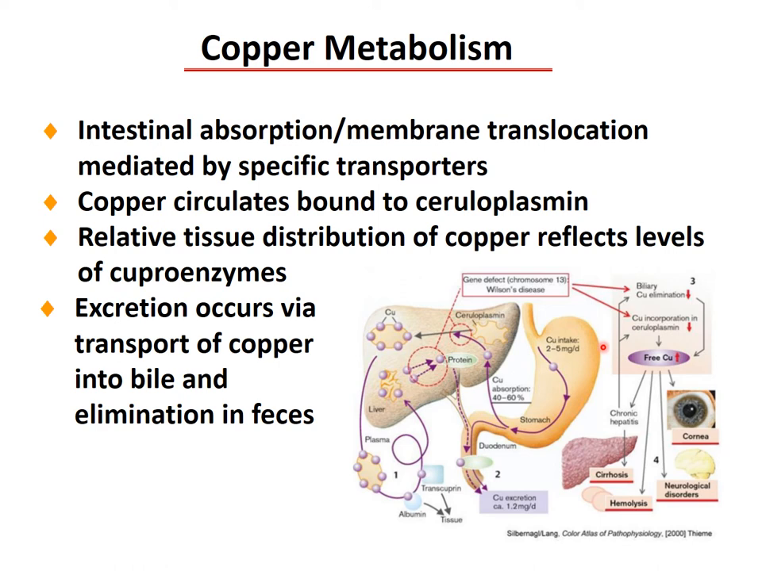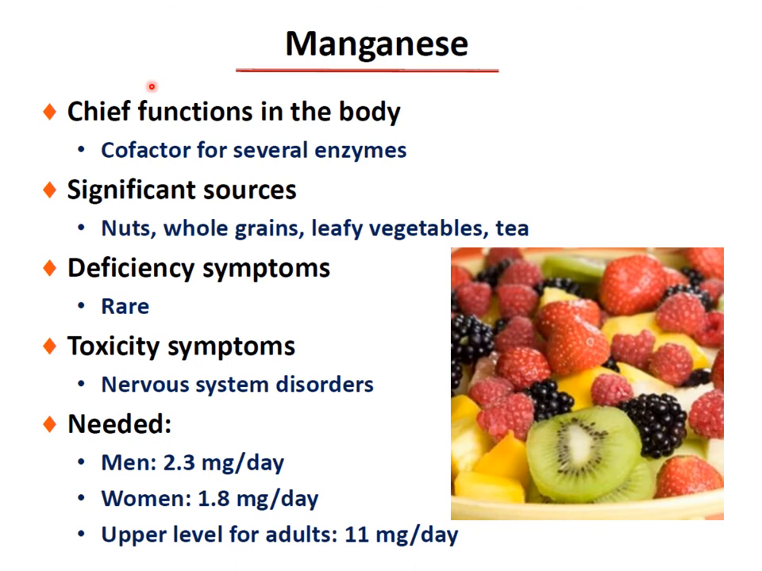Manganese. The chief function of manganese in the body is as a cofactor for several enzymes. Significant sources of manganese include nuts, whole grains, leafy vegetables, and tea. Deficiency symptoms are very rare. Toxic syndromes include some nervous system disorders. We need about 2.3 milligrams per day in men, about 1.8 milligrams per day in women, and the upper limit maximum is about 11 milligrams per day.